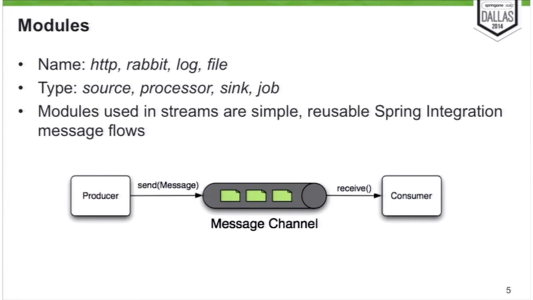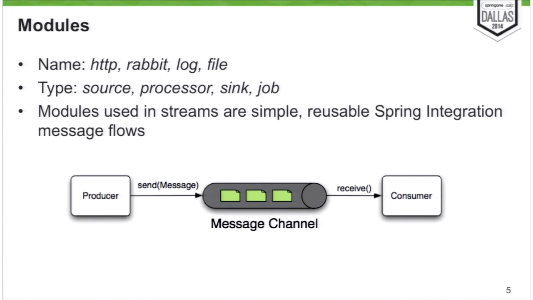Now, when we talk about modules, we're talking about a component that's reusable. It's got a name, so for example, HTTP, Rabbit, log file, things like that. The type of module is a source, processor, sink, or job. And we're going to focus on the first three, which are used in a stream. So as you said, a stream must have a source and a sink, and it could have 0 to n processors in between. They're simple, reusable components for streams that are built with Spring Integration.